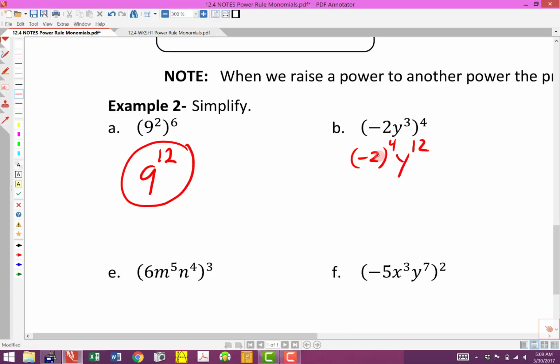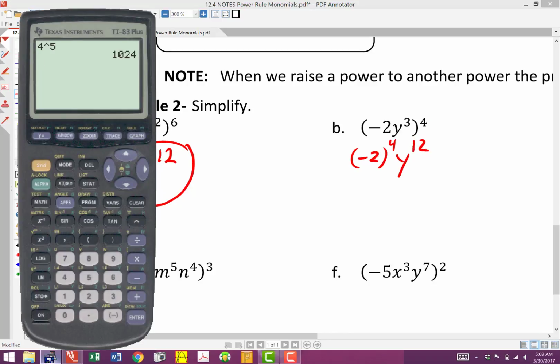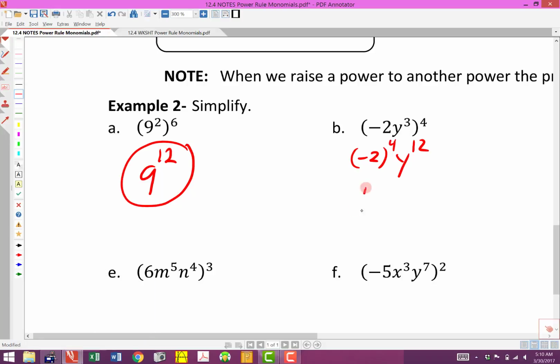Now let's take care of this number right here. If you type this in your calculator wrong, it will give you the wrong answer. If you type negative 2 and then raise that to the fourth and you don't put it in parentheses, it's going to say the answer is negative 16. But remember, we have 4 negatives. That's an even number of negatives, so the answer should be positive. So let's put that in parentheses, negative 2, and then raise that to the fourth. There's our 16. So 16y to the 12th, and we're going to circle that.